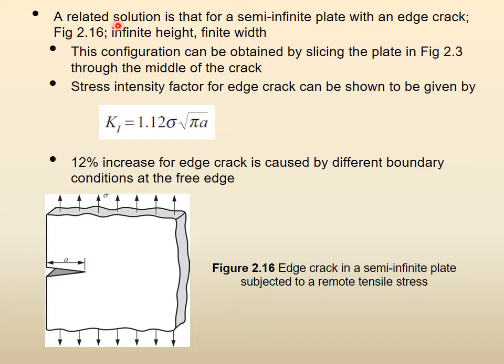A related solution is that for a semi-infinite plate with an edge crack, right? So this is it. It is just like we had the previous one and we sliced it, sectioned it in the middle, right? There was this sharp crack and we have sliced that plate in two. So now we are left with a semi-infinite plate because this side is now finite. Earlier, this side was infinite, that side was infinite compared to the crack size. Now the crack size is right here.